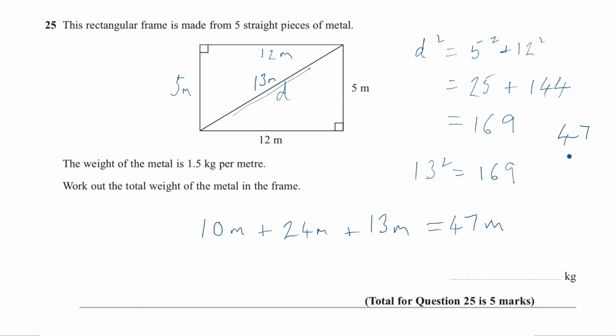47 times 1.5. Now I'm going to do 47 times 15. I'm taking the point out again. I'm putting it in a minute. So 7 times 5 is 35. 4 fives are 20. Add 3 makes 23. Put a 0 because we're multiplying by tens. 7 times 1 is 7. 4 times 1 is 4. Add those two up, we've got 5. 3 add 7 makes 10. 2 add 4 is 6. Add 1 makes 7. So we've got 705 there, but we need to put a decimal point in. So it is 70.5 kilograms.